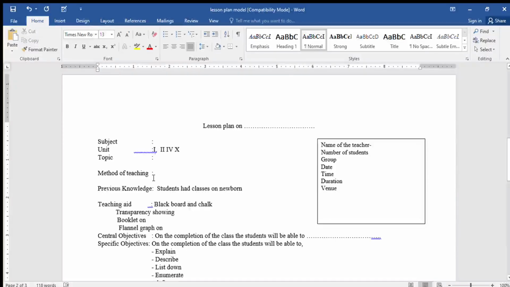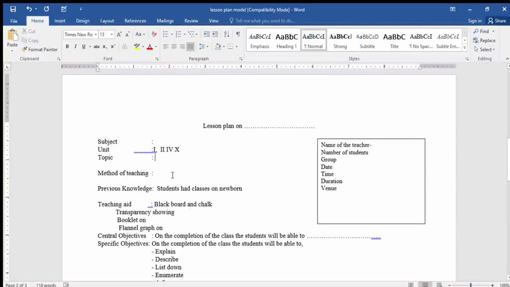Then the method of teaching. If you have a demonstration topic, you can write method of teaching as lecture cum demonstration. For example, you are going to demonstrate taking temperature, TPR, for first year nursing students, or mouthwash for the students. Then you can write lecture cum demonstration. But if you are taking it in the classroom, the method of teaching is lecture cum discussion.